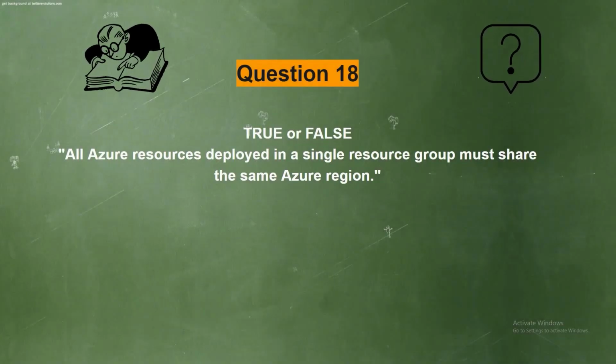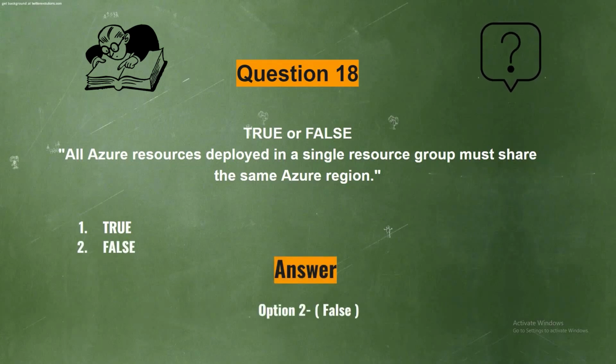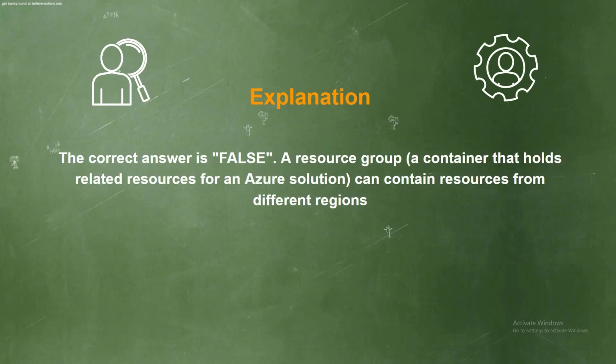Question 18. True or false? All Azure resources deployed in a single resource group must share the same Azure region. And the options are option 1, true, option 2, false. And the correct answer is option 2. Explanation. The correct answer is false. A resource group, a container that holds related resources for an Azure solution, can contain resources from different regions.